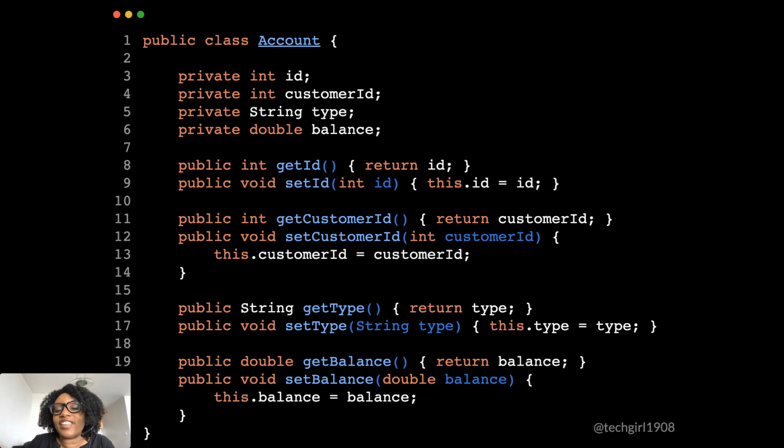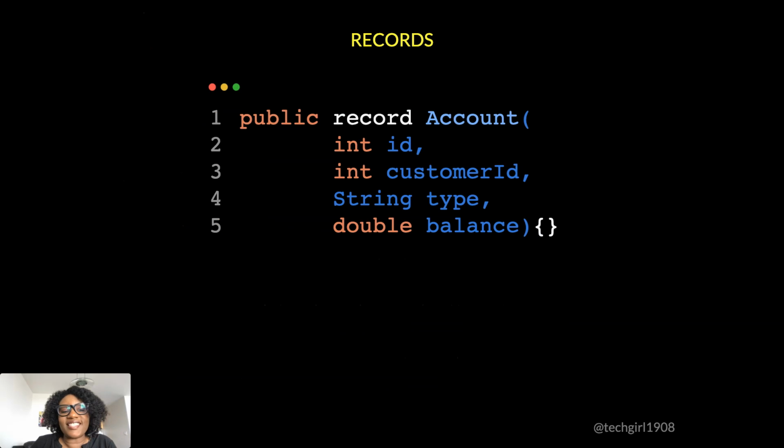For any of you who've created these, you know that this is a tedious thing to do. And many people have moved to using the Lombok external library so that they don't have to write all of this boilerplate code. But hold on to your seats. In Java 14, a new construct has been added called records. This is a record, my friends.